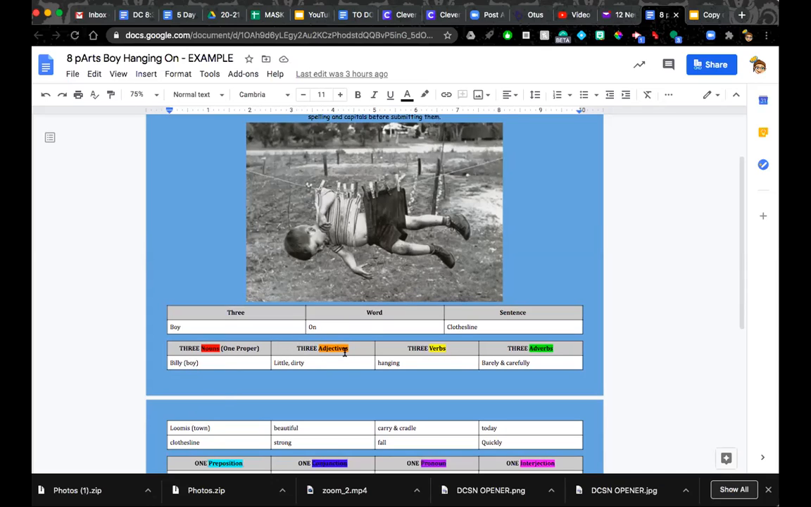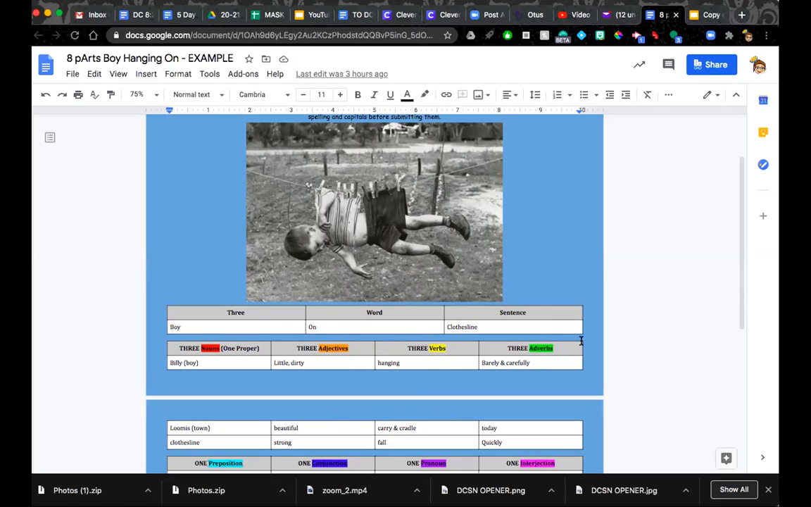Okay. 3 adjectives. Remember, adjectives are our describing words. So things like little and dirty, beautiful, strong. Those are some adjectives I might work into a paragraph when describing this picture. Verbs, hanging, carry, and cradle. Fall, right? Verbs are our action words, so I need 3 verbs. So for each of these parts of speech, you're going to be filling in 3 words.